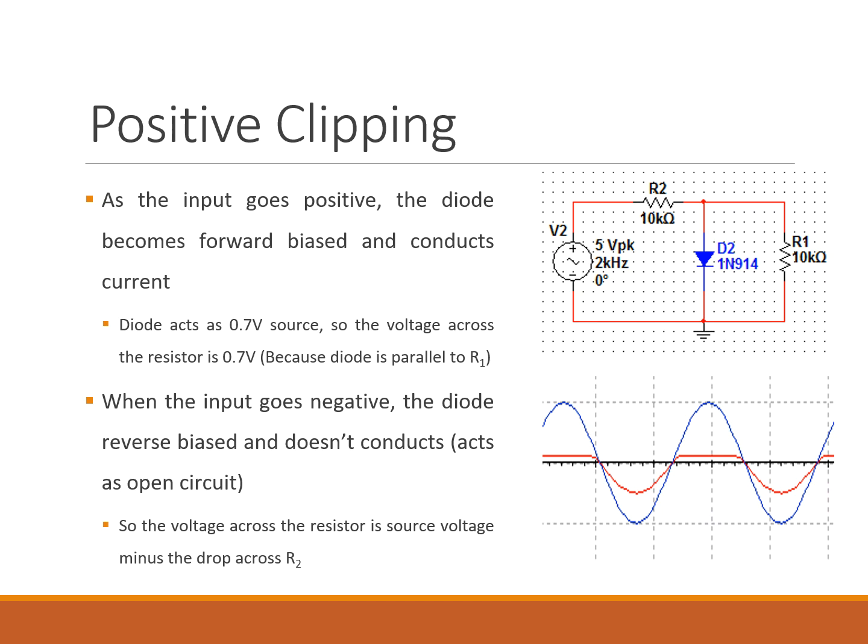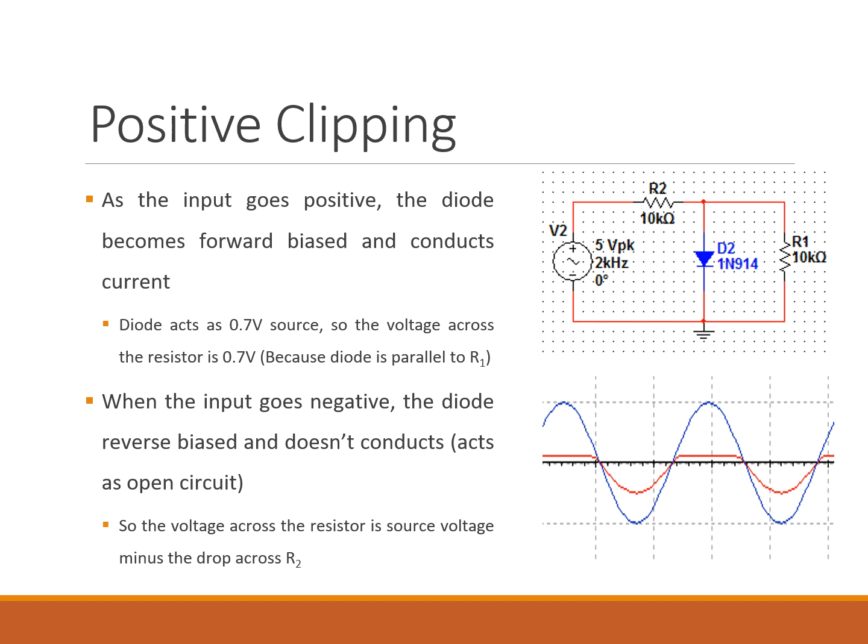Now, during the negative half cycle, the diode is reverse biased. It acts like an open circuit, so the full negative voltage appears across the output, and that's limited only by R2 and the rest of the network. So the resulting waveform is that the positive peaks are flattened, the negative portions pass through, and the signal is clipped just on top. Hence, we call this positive clipping.